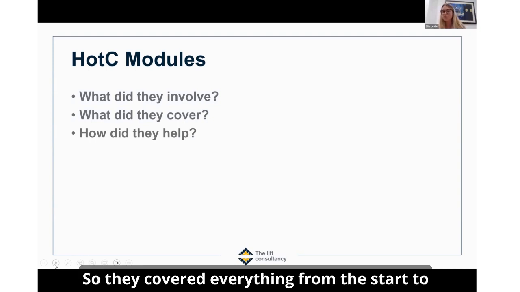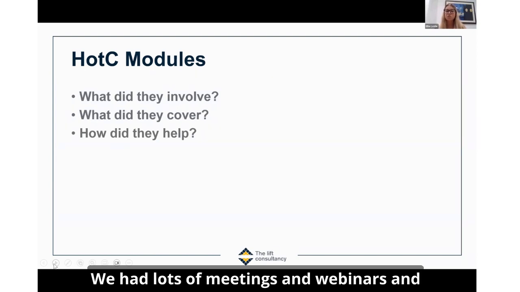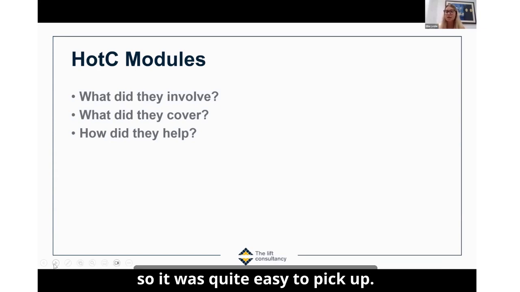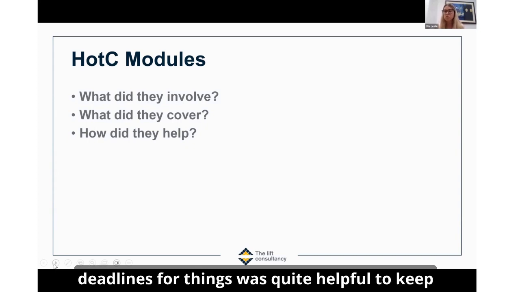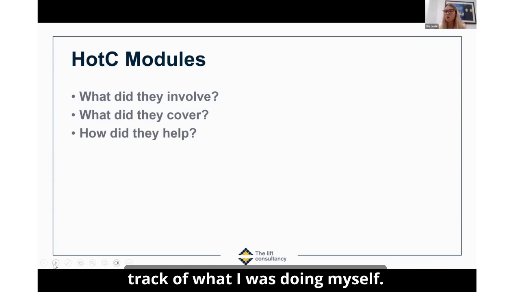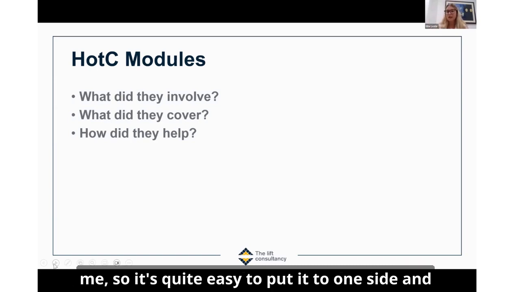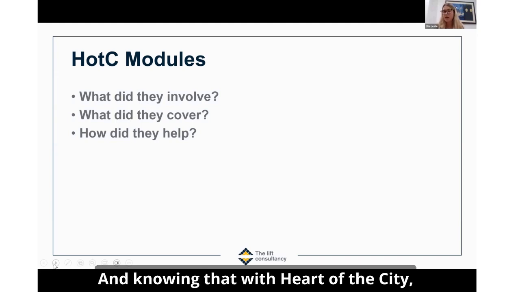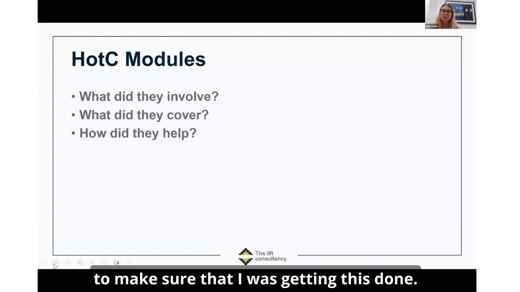So they covered everything from the start to the end and went through it quite slowly. We had lots of meetings and webinars and things that went through everything in detail. So it was quite easy to pick up. And I found knowing that we had mini deadlines for things was quite helpful to keep track of what I was doing myself. Because this is like a side of the desk job for me, so it's quite easy to put it to one side and not focus on it when you've got your day-to-day. And knowing that with Heart of the City, I had deadlines, I made sure that each week I put time aside to make sure that I was getting this done.